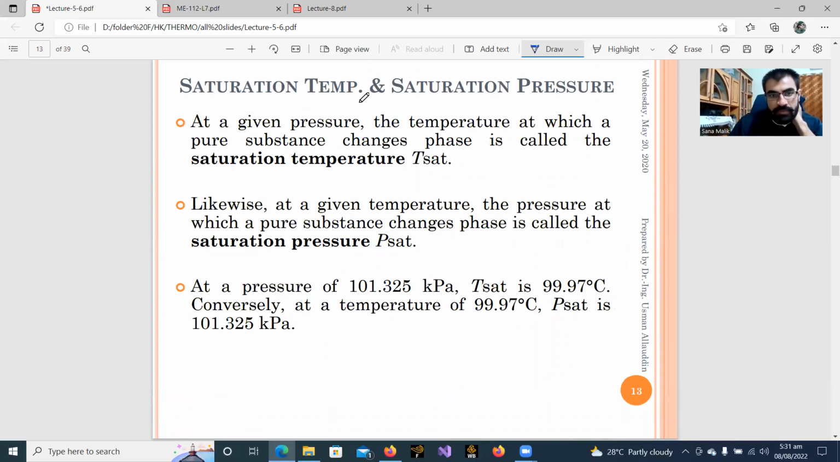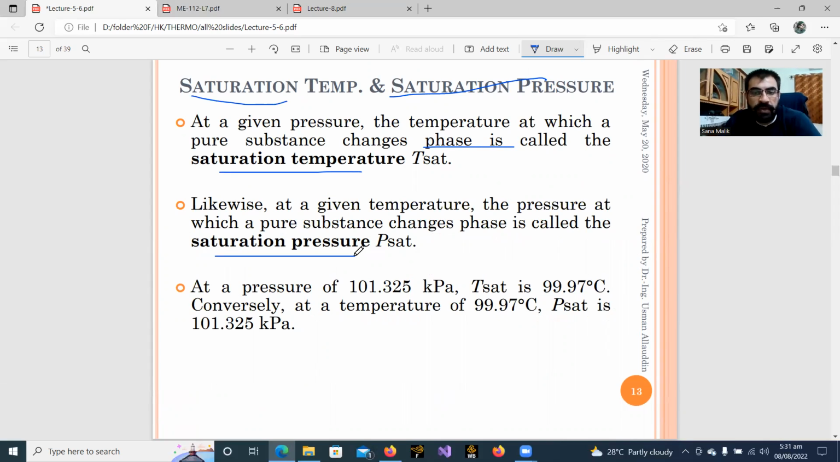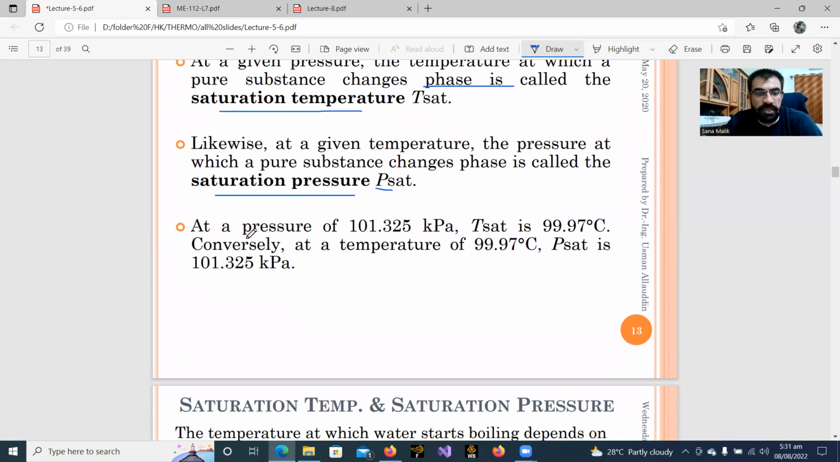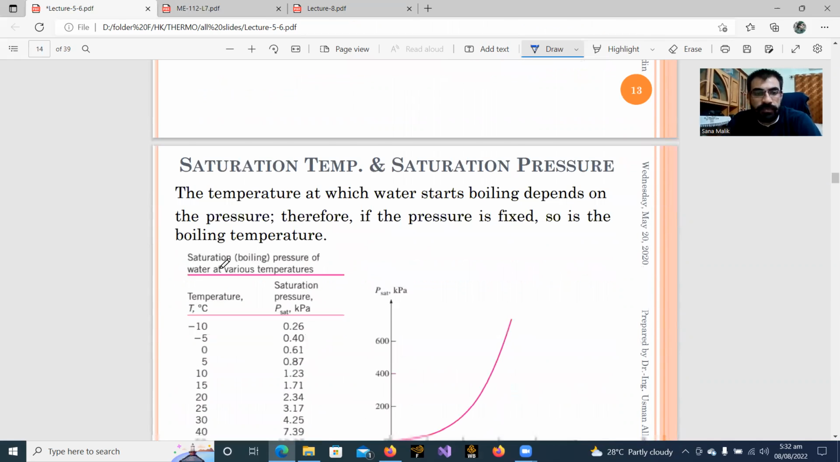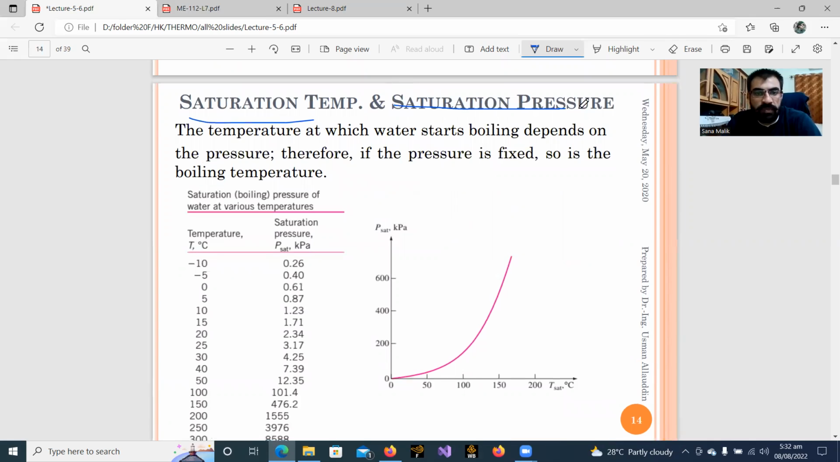So there are different terms related to saturation temperature and pressure. At a given pressure, the temperature at which a pure substance changes phase is called the saturation temperature. Likewise, at a given temperature, the pressure at which a substance changes its phase is termed the saturation pressure. For example, at a pressure of 1 atm or 101.325 kilopascal, T saturation is 99.97, and conversely at a temperature of 99.97, the P saturation is 101.325 kilopascal. So this is saturation temperature and saturation pressure.